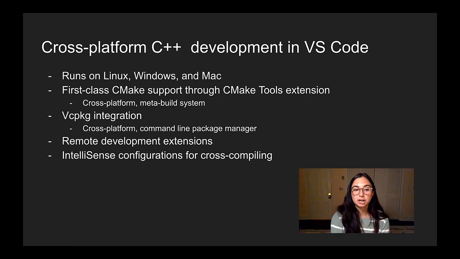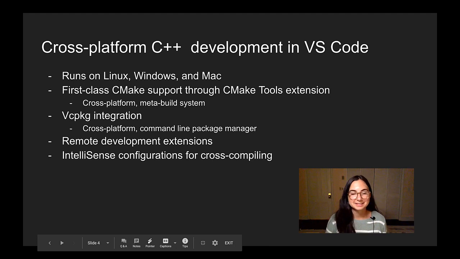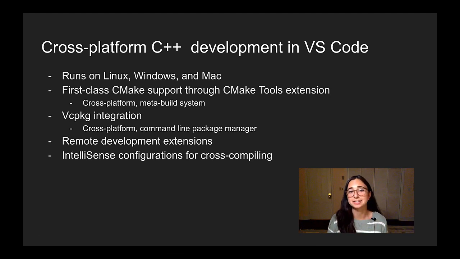Let's say you are using VS Code and the extension on your Windows computer, but you are compiling for ARM. You can tell the extension that you're compiling for ARM, and the IntelliSense will work for that cross-compiling scenario. Let's take a look at how all this works together by building SuperTux on Mac using CMake Tools and vcpkg.